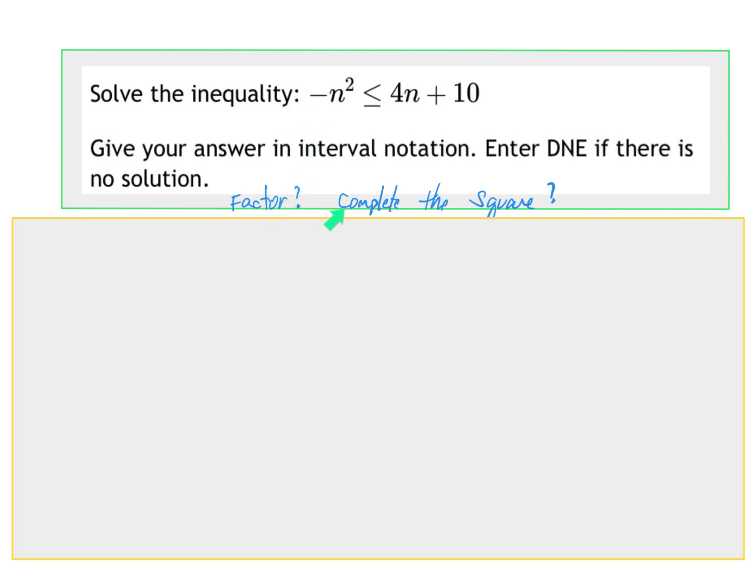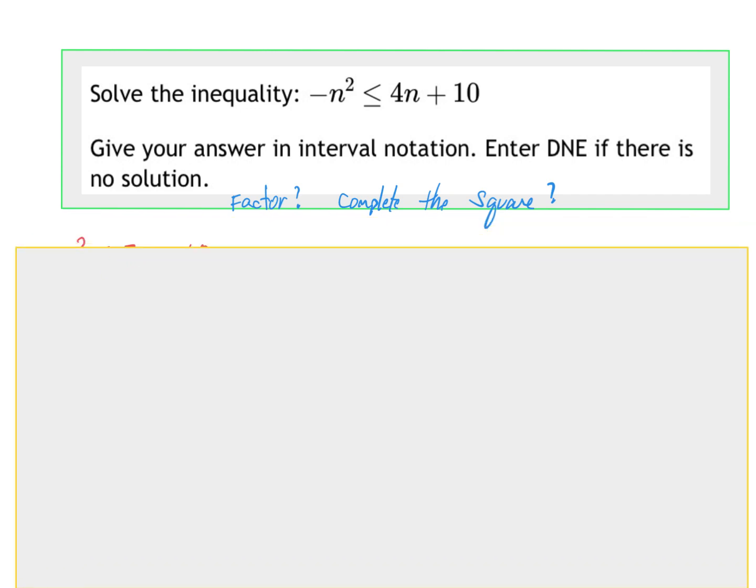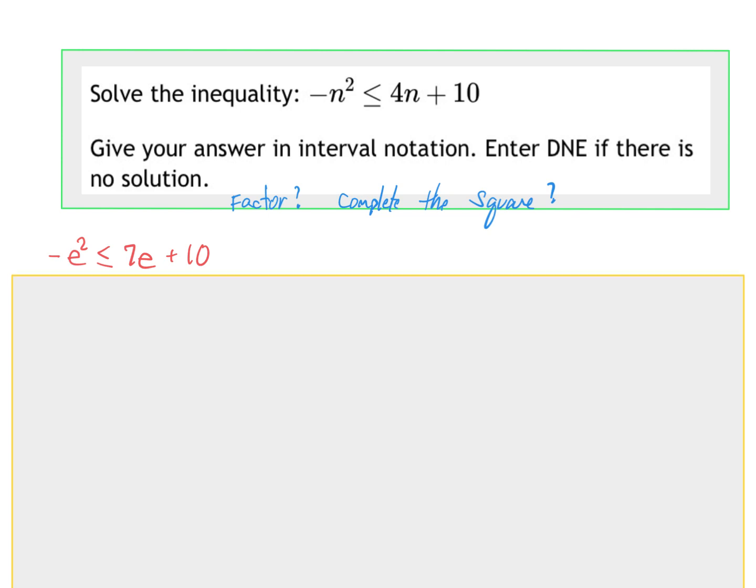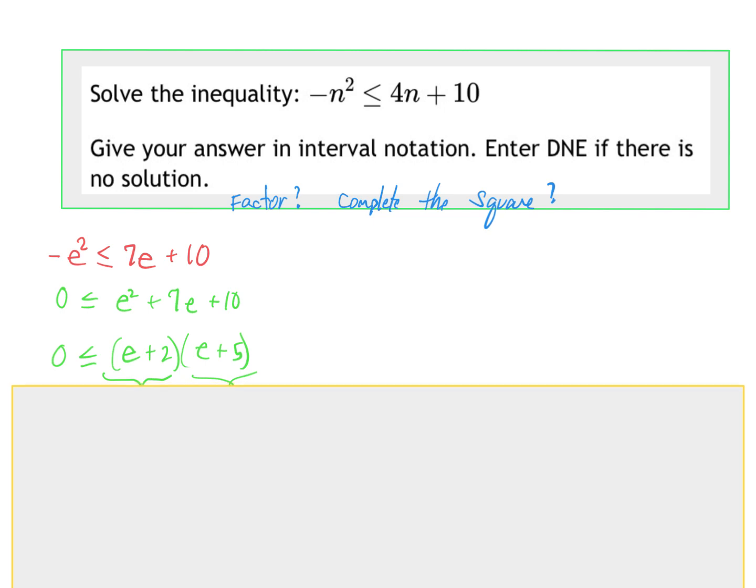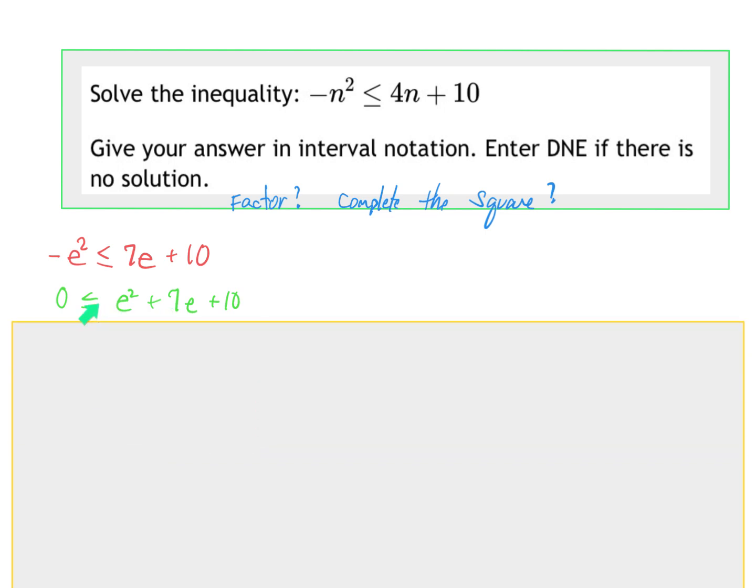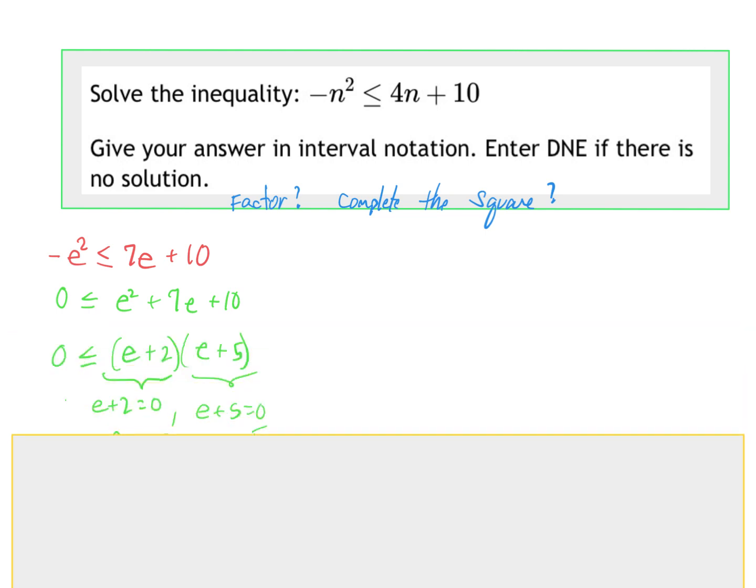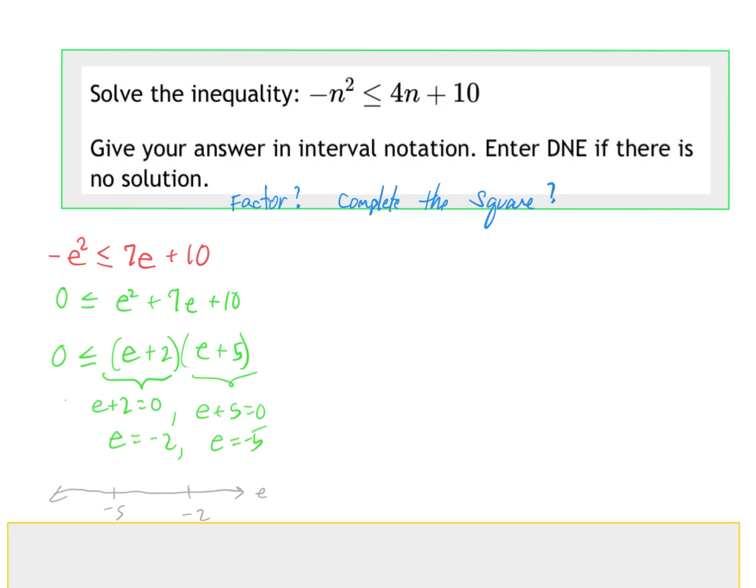So, to factor or to complete the square. Let's consider a slightly different problem. First thing we would do is collect all of our terms on one side, try to factor, find out where those values are 0, and then check to see if this expression is bigger than 0, positive, or less than 0, negative, based on these values. So we check for values less than -5, for values between -5 and -2, and for values above -2.